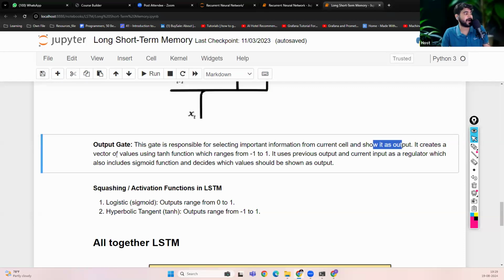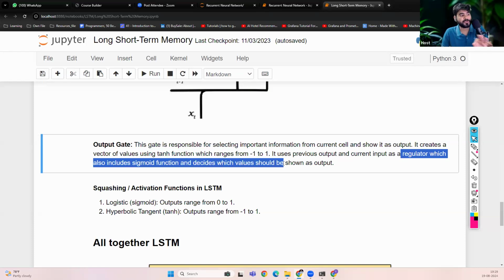It creates a vector of values using the tanh activation function, which ranges from -1 to 1. It takes the previous output and the current input as a regulator, which also includes the sigmoid function, and decides which values should be shown as an output. So based upon our previous output and the current input, we are getting the suggestion.